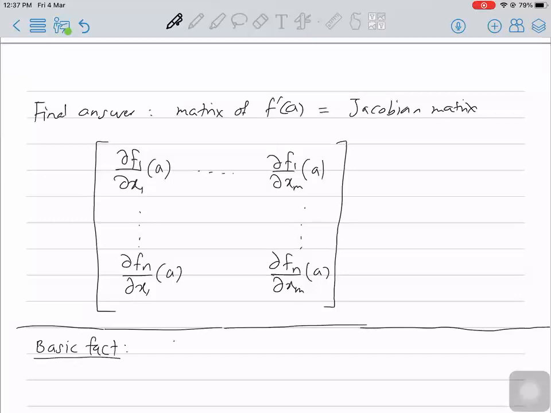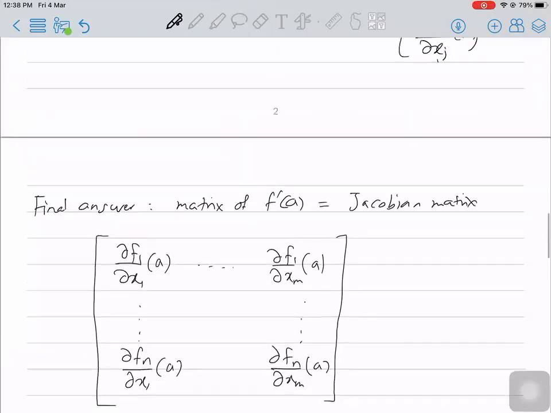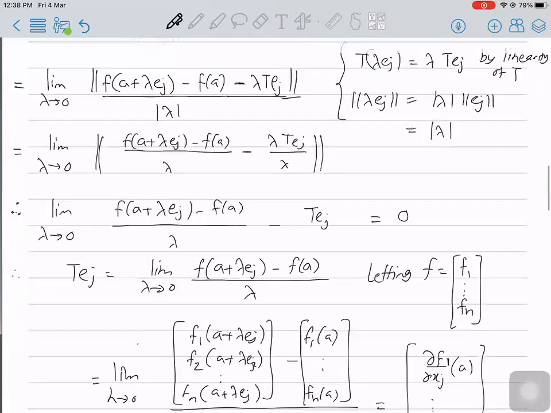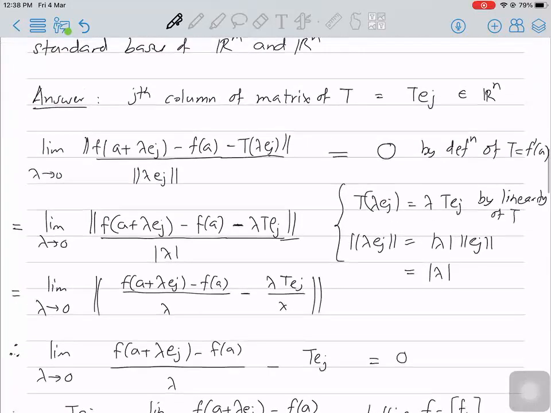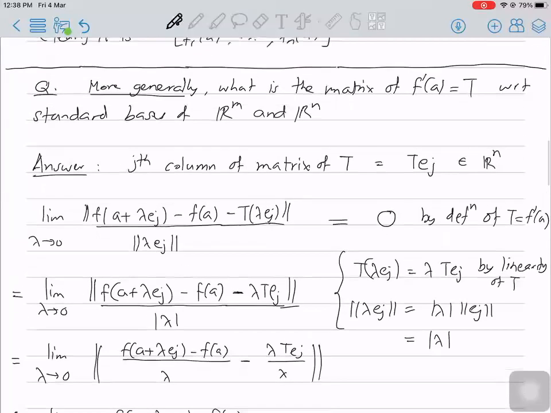Basic fact: f prime of A exists implies f is... Okay, sorry. Just one second before that. I should have stated this, so my bad. Let's go through this entire logic over here.